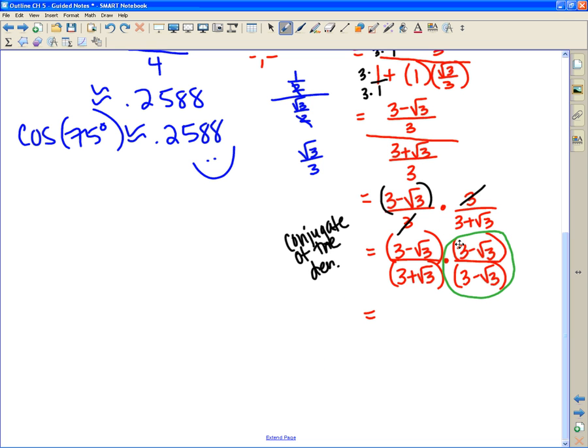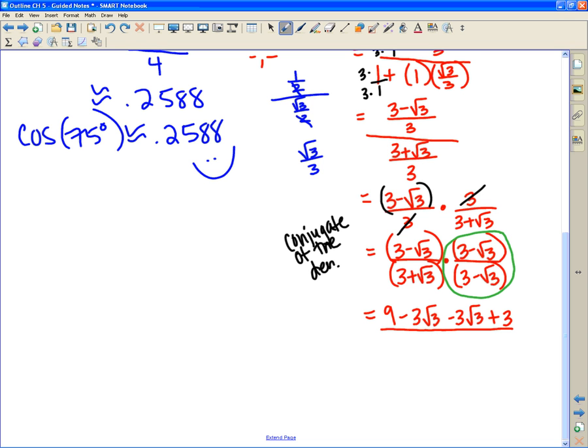So first, 3 times 3 is 9. Outside is negative 3 root 3. Inside, negative 3 root 3. And last is a negative times a negative is a positive. Root 3 times root 3 is root 9, so that will be 3.